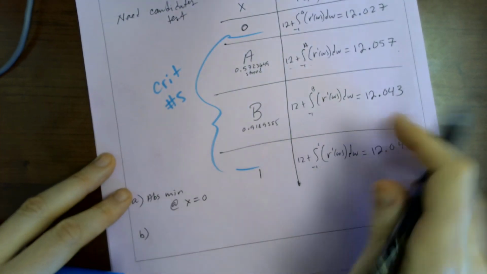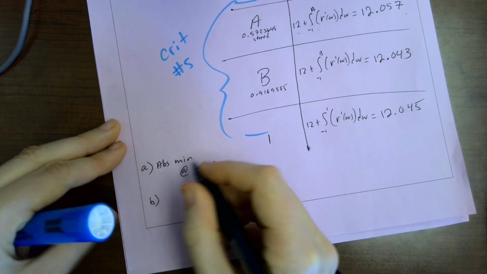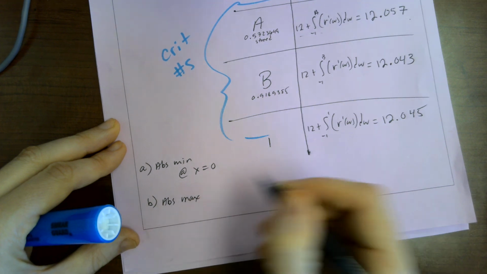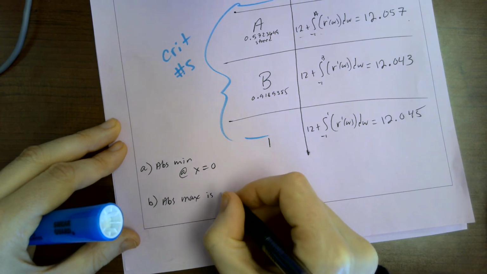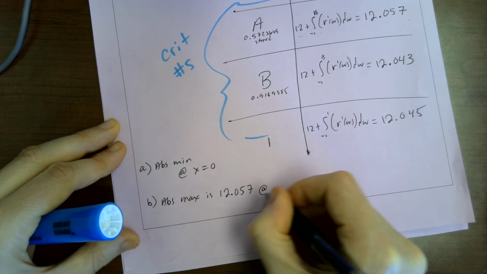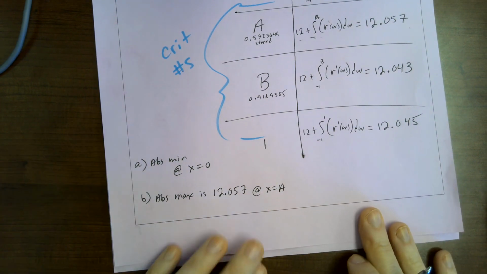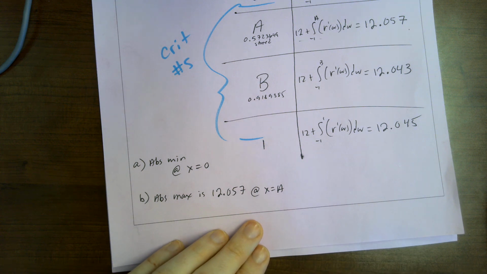So this time, the answer is the absolute max is 12.057 at x equals a. Yeah, okay, I think that's good.